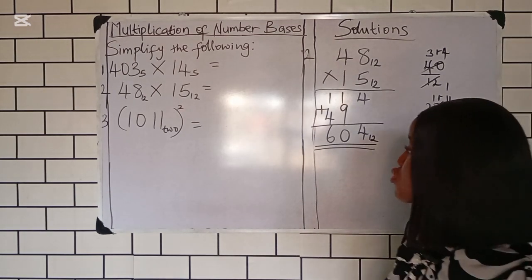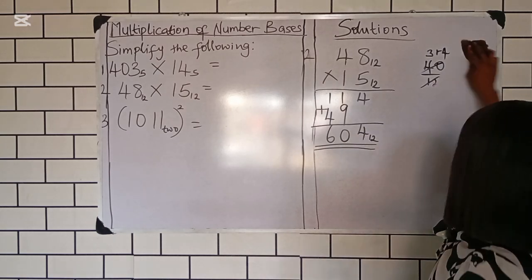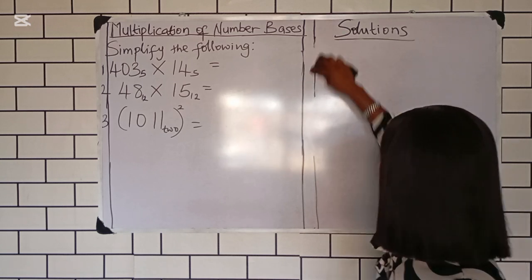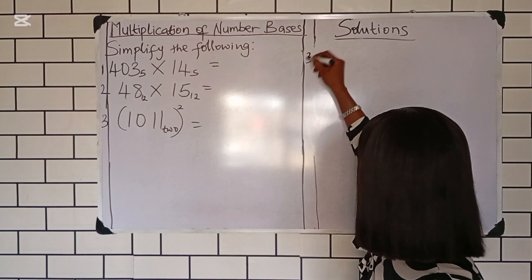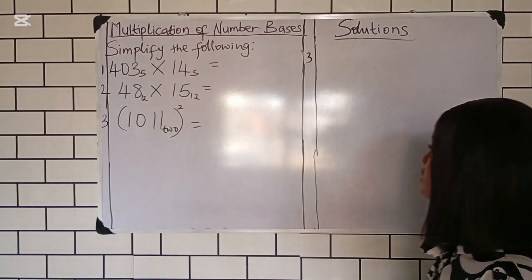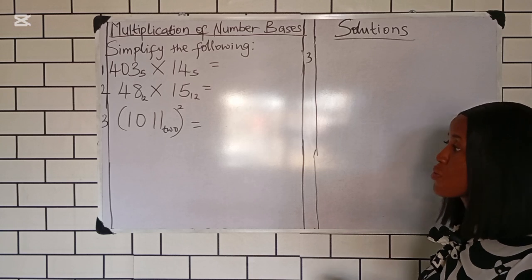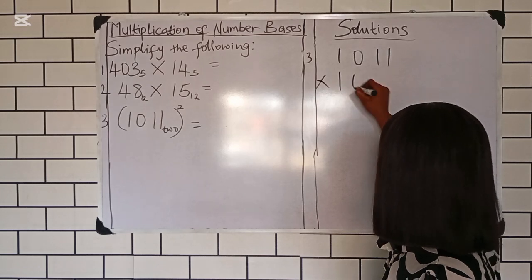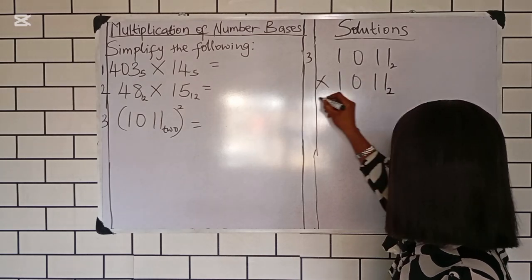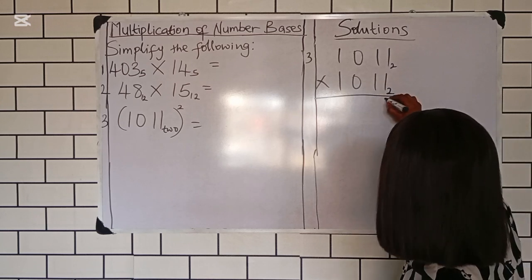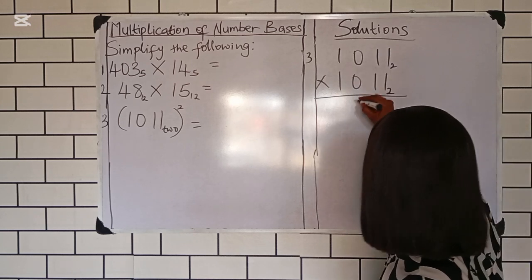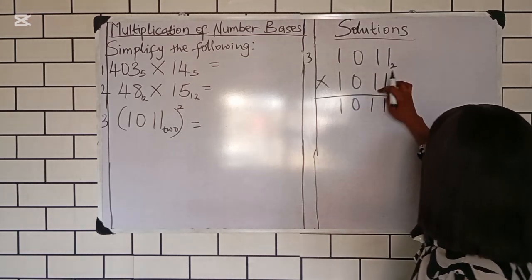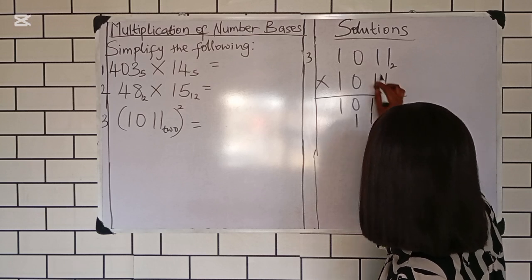Now moving over to our final question here, which is question number 3. It is in base 2. Now question number 3 here, we have 1011 raised to power 2, which means 1011 times itself: 1011 times 1011, all in base 2. 1 times 1 here will give us 1. 1 times 1, 1. 1 times 0, 0. 1 times 1, 1. The second one, 1 times 1 here will give us 1. 1 times 1, 1. 1 times 0, 0.